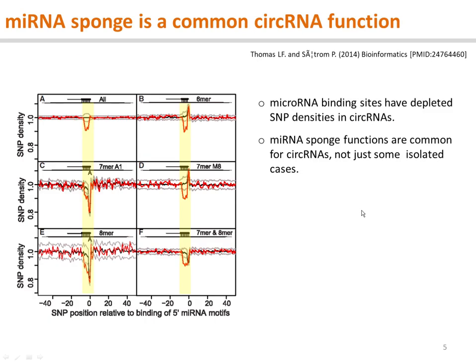One question is, how common are circular RNAs being microRNA sponges? By surveying microRNA binding seed regions in the circular RNAs, all seed regions have significantly reduced single nucleotide polymorphisms, or SNPs. In other words, the microRNA binding sites are conserved, indicating the microRNA sponge function is most likely quite common.